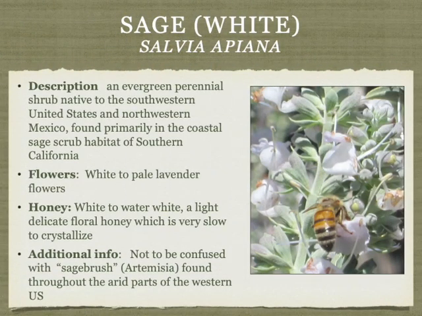The other common sage type of honey is the white sage, Salvia apiana, not to be confused with sagebrush that grows extensively throughout the western U.S. Sagebrush is a wind-pollinated plant, and thus it does not produce nectar, whereas sage in the Salvia family does. The honey is white to water white, a light, delicate floral honey that's slow to crystallize.